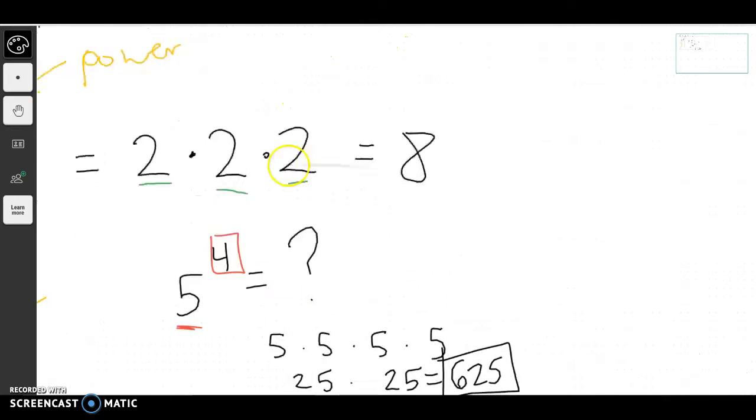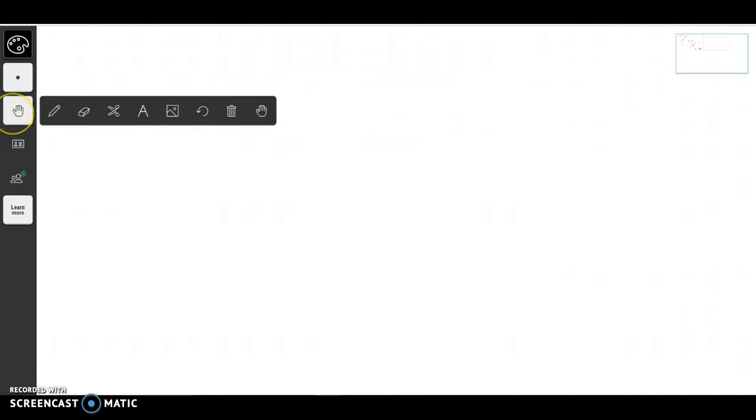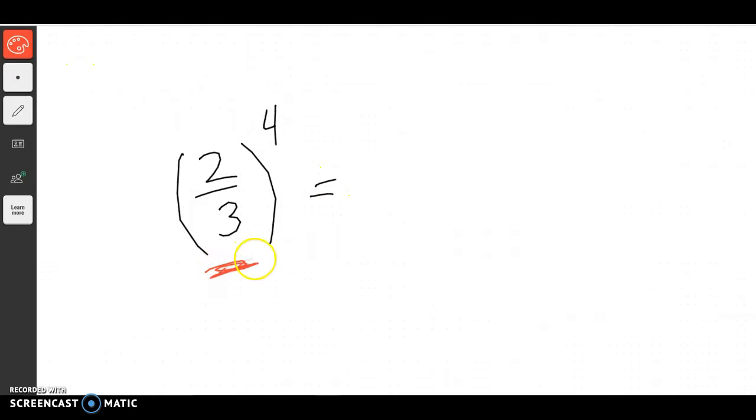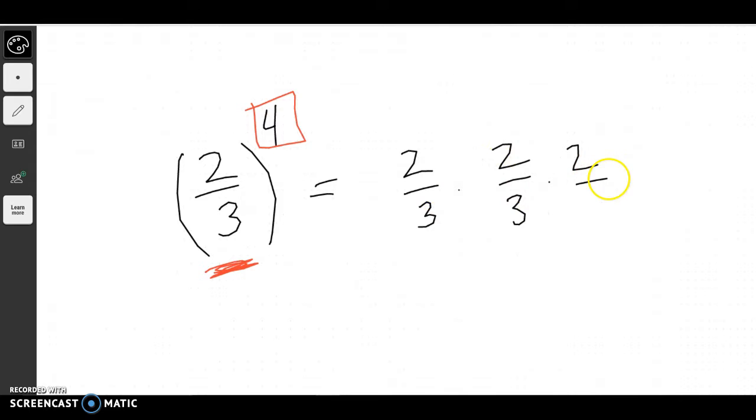Let's look at a couple more examples. So that would be with just whole numbers. Let's try it with fractions. Well, if we're going to do this with fractions, again, this now is our base, which that's the whole fraction, and our power is going to be 4. So we're going to take 2/3 and times it by itself 4 times.